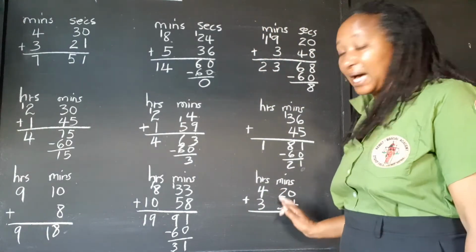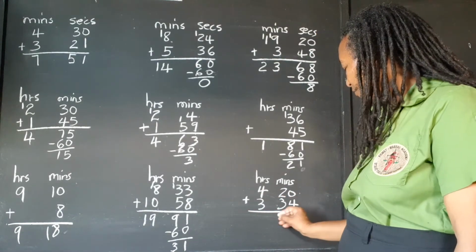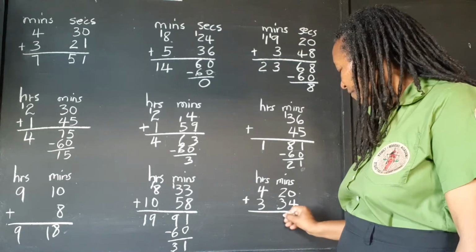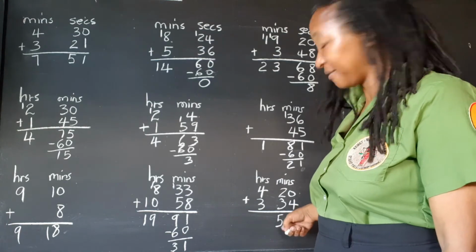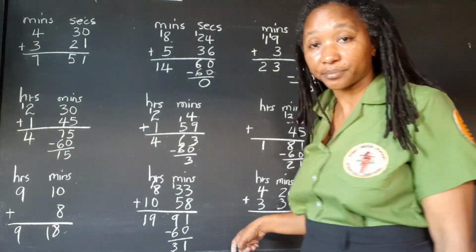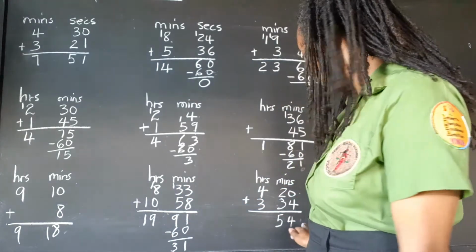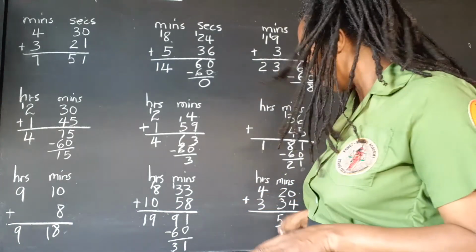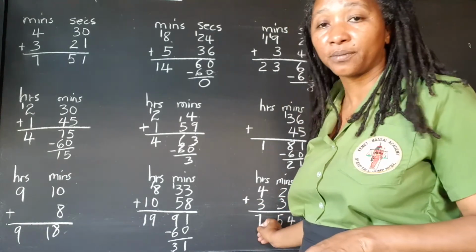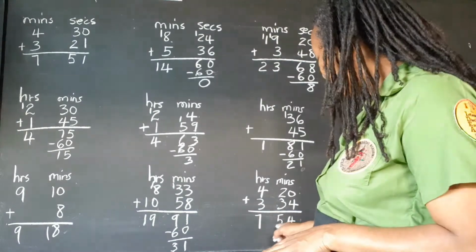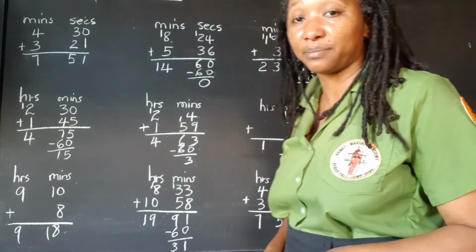Okay, now so let's add 20 minutes, 34 minutes. That's going to give us 54. Is that good? Can that stay there? 54. It doesn't get to 59 yet, so it's fine. We don't have to do anything to it. We're good with that. And then 4 plus 3, that's 7. So our final answer is 7 hours and 54 minutes.